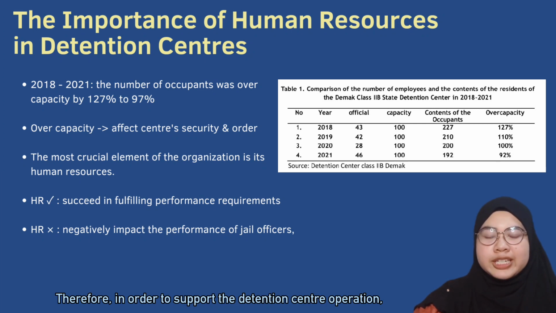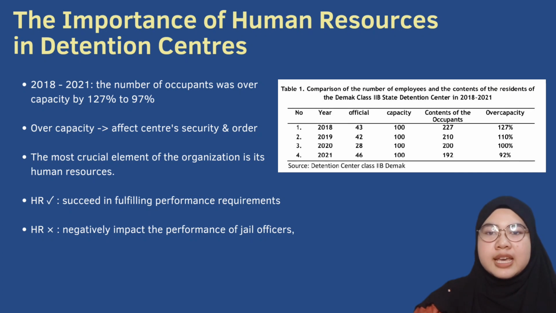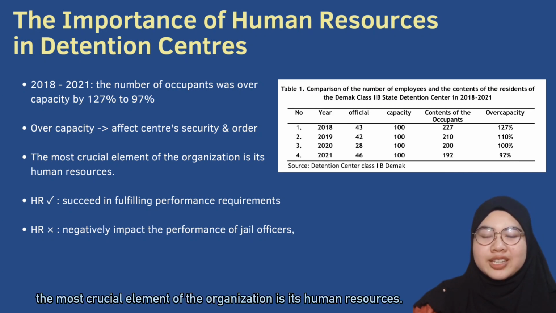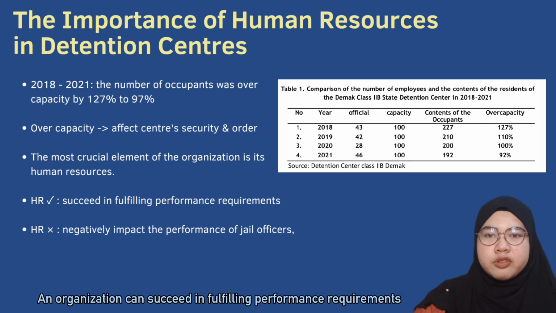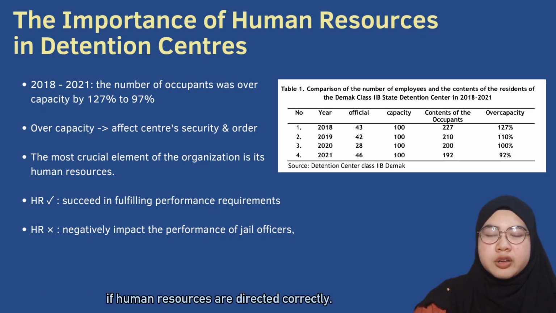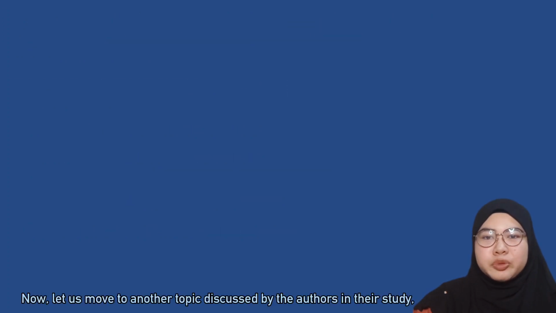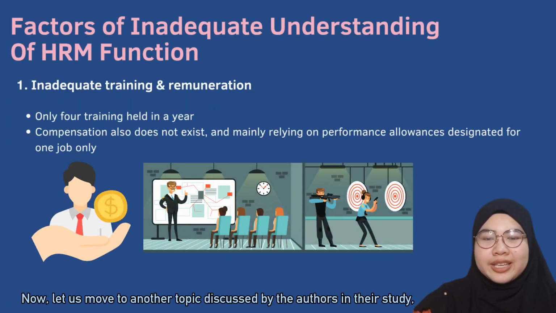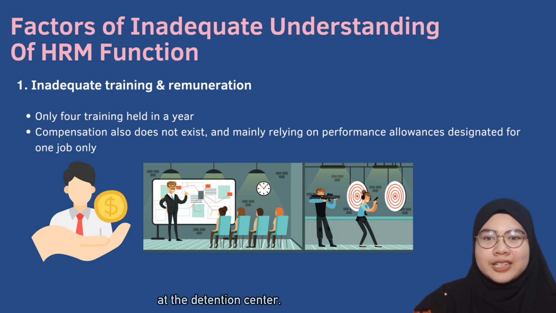Therefore, in order to support the detention center operation, where convicts receive counselling and support to help them become better persons, the most crucial element of the organization is its human resources. An organization can succeed in fulfilling performance requirements if human resources are directed correctly. On the contrary, poor HR management will negatively impact the performance of jail officers and lead to failure in fostering the community. Now let's move to another topic discussed by the author in their study, which is the factor of inadequate understanding of HRM function at the detention center.